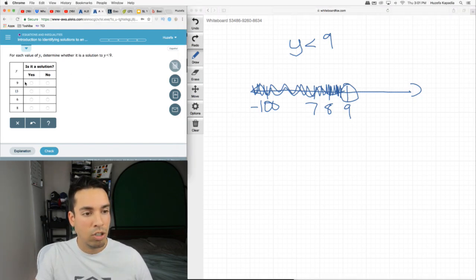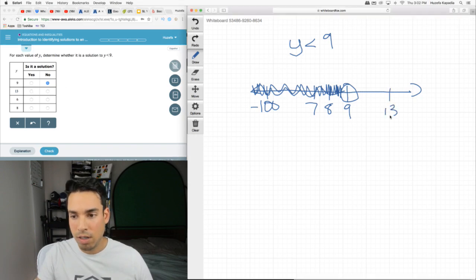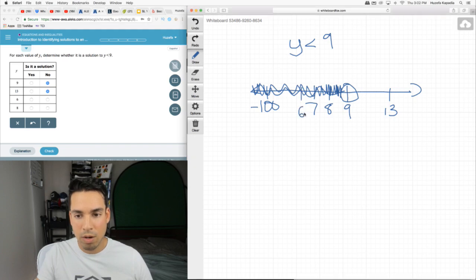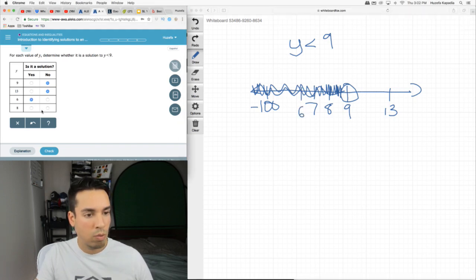So is 9 a solution? No. Is 13 a solution? No, 13's over here. It's not part of my solution set. What about 6? Yes. Right, 6 is right here. And what about 8? Yeah, 8's included. 8 is less than 9.